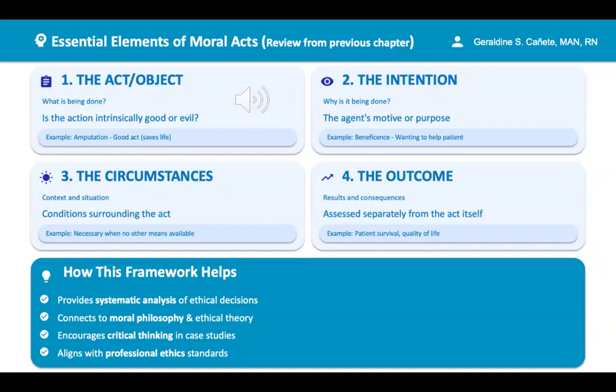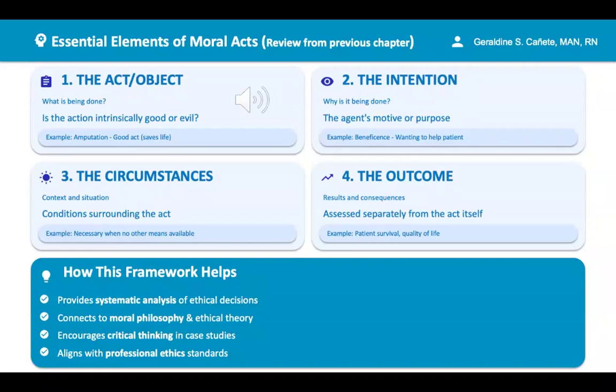Next is the intention, and we ask, why is it being done? This is the agent's motive or purpose. What is the person trying to achieve? It's about understanding the why behind the action. Like, for example, in beneficence, wanting to help the patient. Is it a positive intention? What if the intention is to harm the patient, even if the act itself is seemingly good? How does that change the ethical evaluation?